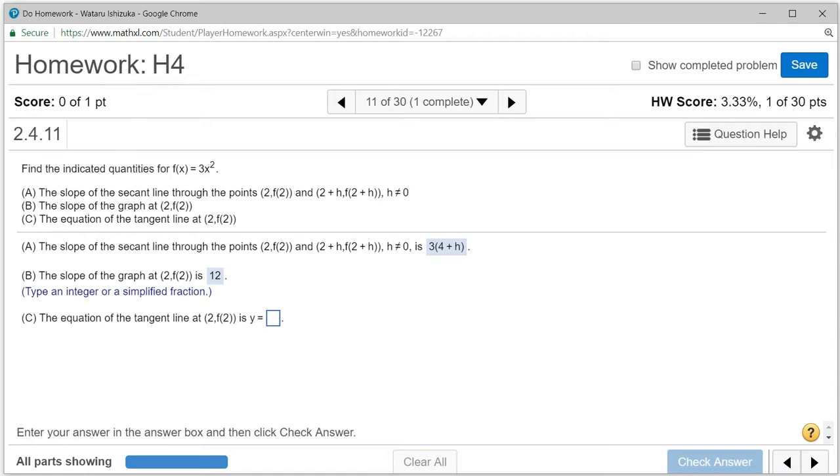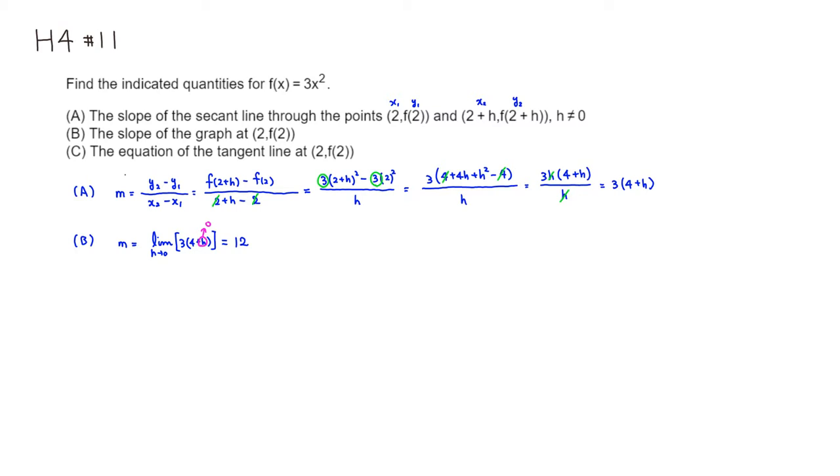All right, part C. We want to find the equation of the tangent line at 2, f of 2. What we need is one point and a slope. Here x1 is 2, and f of 2 is, if you plug in 2, 3 times 2 squared, which is 12. Then the slope, we just found out, is 12. So the equation is y minus y1, which is 12, equals the slope 12 times x minus 2, which is x1.